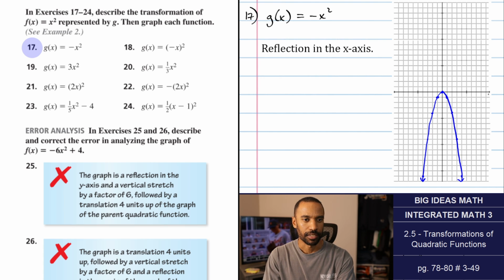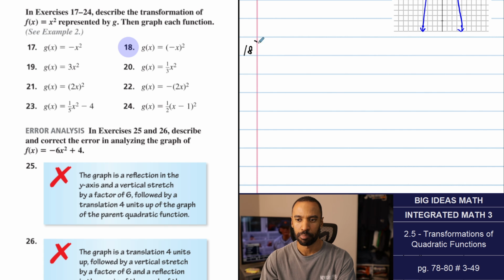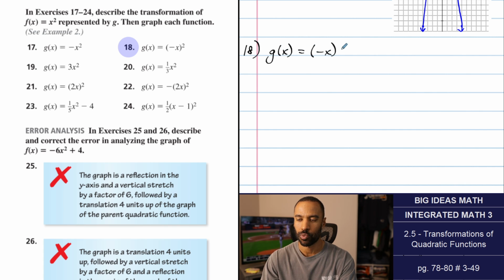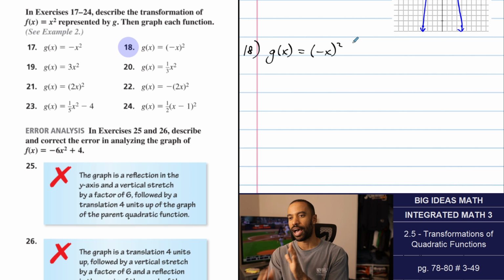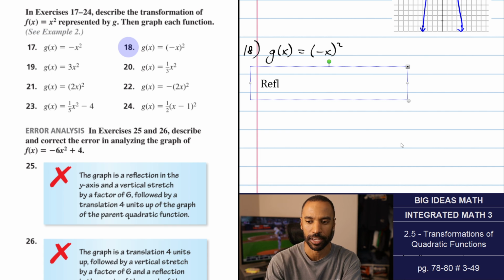Okay, number 18. Now, number 18 is an interesting one, and I believe we saw 17 and 18 in the example set, but doesn't mean we can't practice it ourselves. This is negative x quantity squared. Now, there's an interesting thing that I would love to do with this actual thing, and I'll show you what it is in a second. We're going to do a reflection in the y-axis.